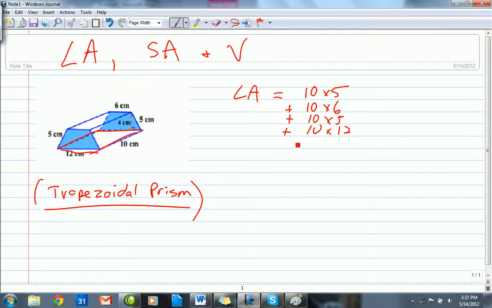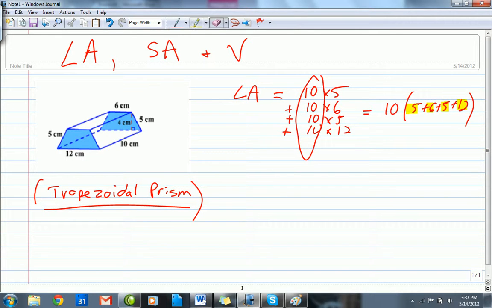Now, if we add those up and multiply, another way of thinking about that is, if I pull out a common factor of 10, what we're left with is 5 plus 6 plus 5 plus 12. And those numbers are familiar, 5, 6, 5, 12, because those numbers add up to be the perimeter of the trapezoid base. Hey, that's the perimeter. And of course the 10 is the height, not the height of the base, but the height of the whole prism. So that's where the perimeter times height comes into play for the lateral area, the area of the sides.